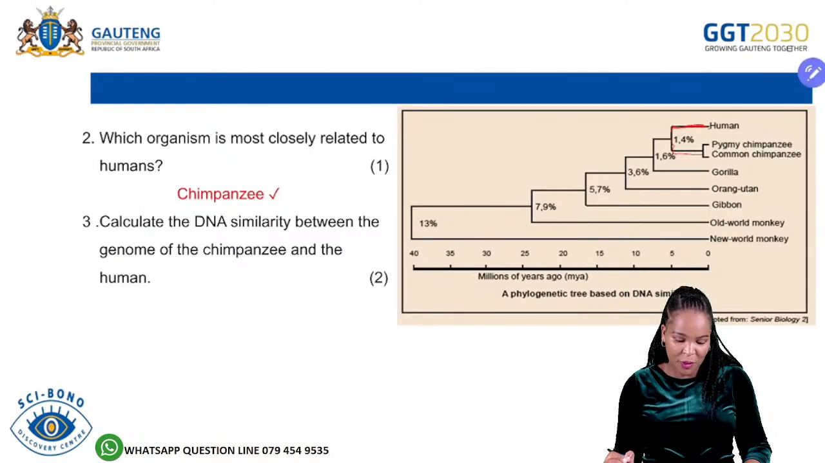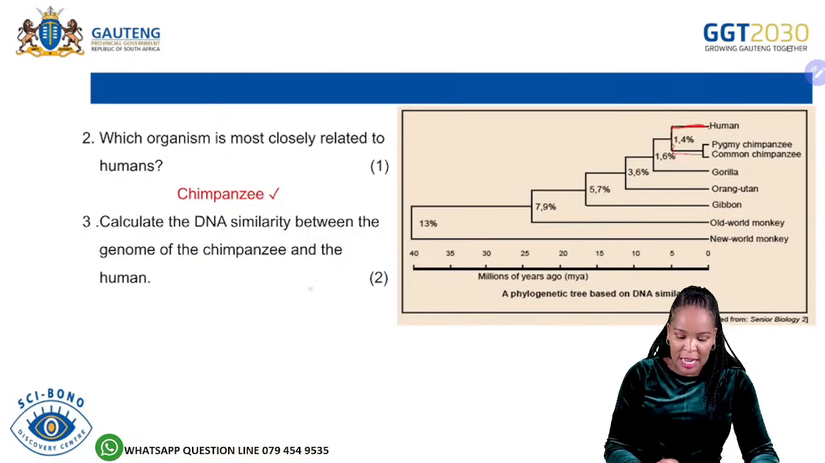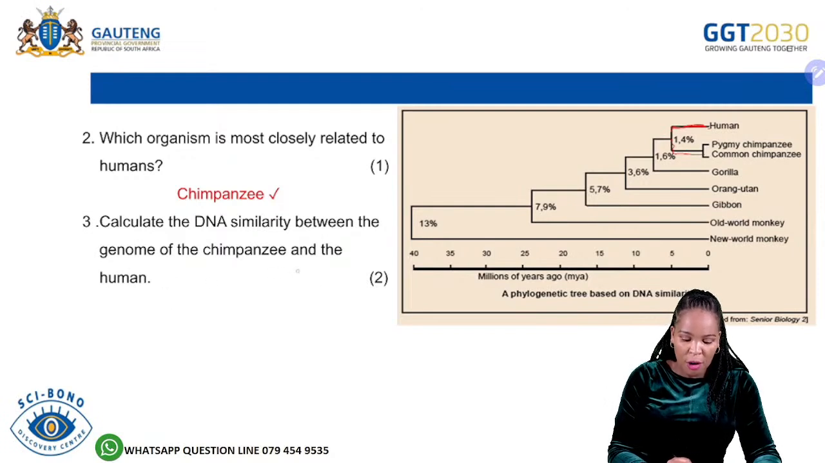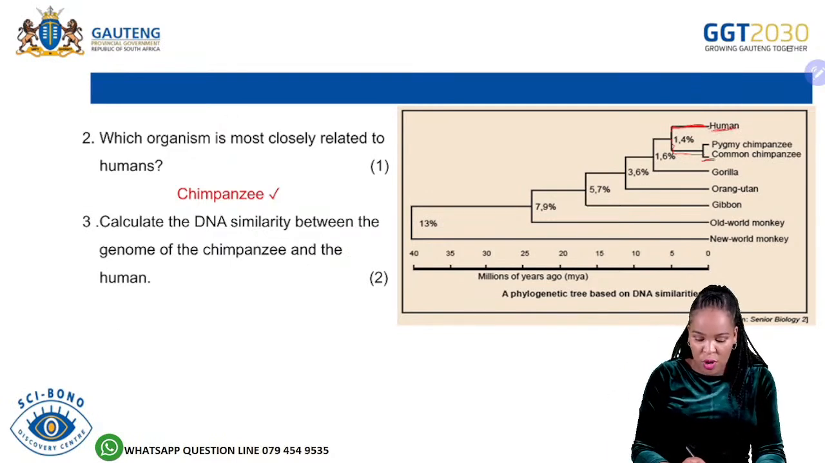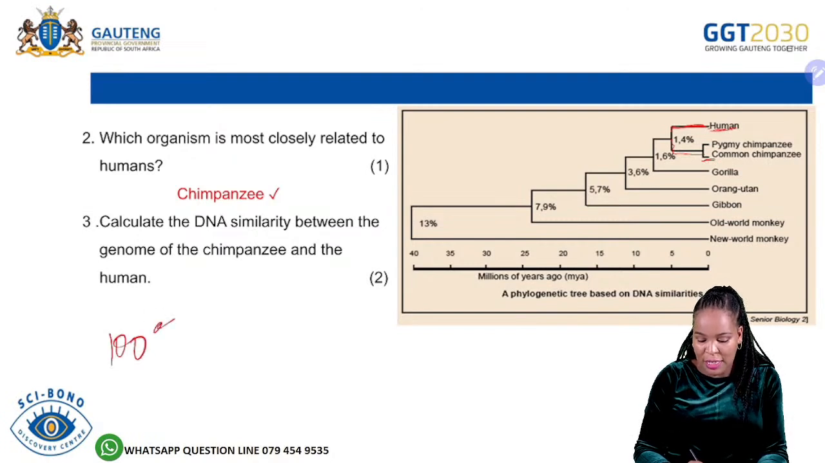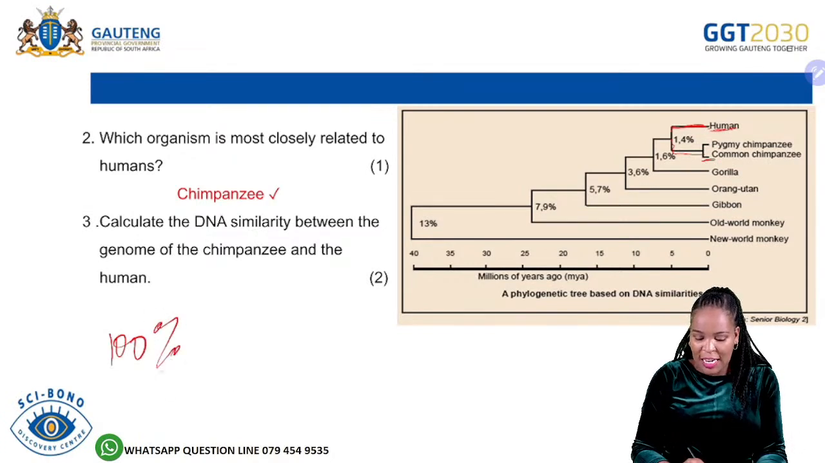Right. Calculate the similarity between the genome of the chimpanzee and the human. So the genome of the human and that of the chimpanzee. Now we know we need to have 100%. Now, if 100% is the human, how much are we going to minus? We're going to minus 1.4%, meaning this is the difference between the humans and the chimpanzee.